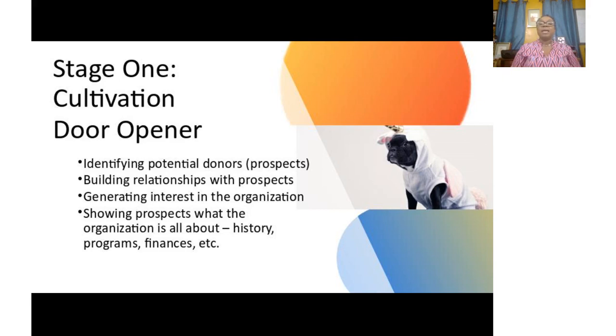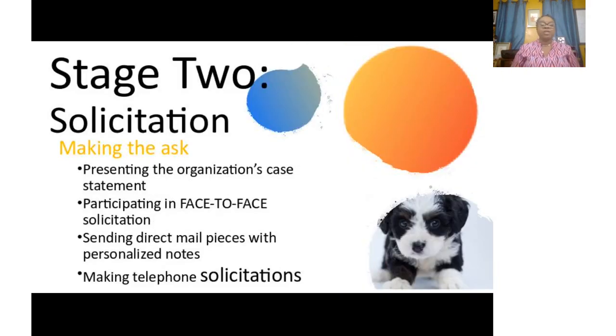And then the next stage is solicitation, making the ask. You do have some of those board members that are very passionate about your organization. They're not afraid to ask for anything, but those people are your askers. So they can present the organization's case statement. They participate in face-to-face solicitation. They can send direct mail pieces with a personalized note. They can make telephone solicitations. Those people are valuable too.